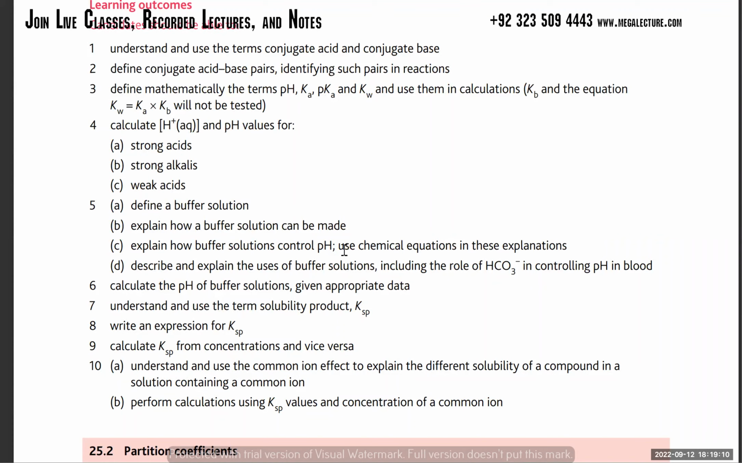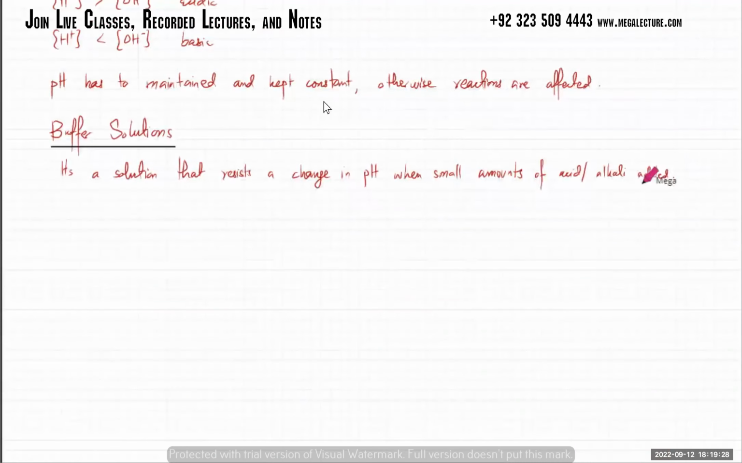Define a buffer solution, explain how a buffer solution can be made, explain how buffer solutions control pH, use chemical equations, and describe and may calculate the pH of buffer solutions given appropriate data. Okay, बल्कि blood का भी role of HCO3-1, you have to do an example as well. So starting with the definition, we are already done with the definition that it's a change in pH when a small amount of acid or alkali is added. ठीक है, so small amount, क्योंकि अगर large amount डालोगे ना तो it will eventually change the pH.